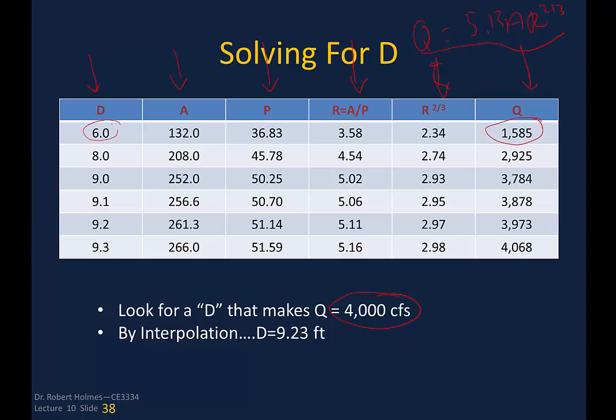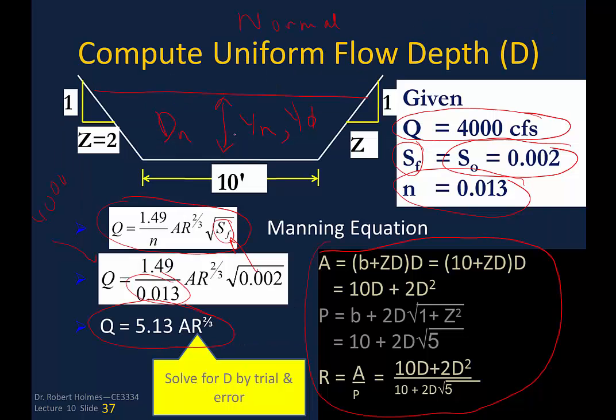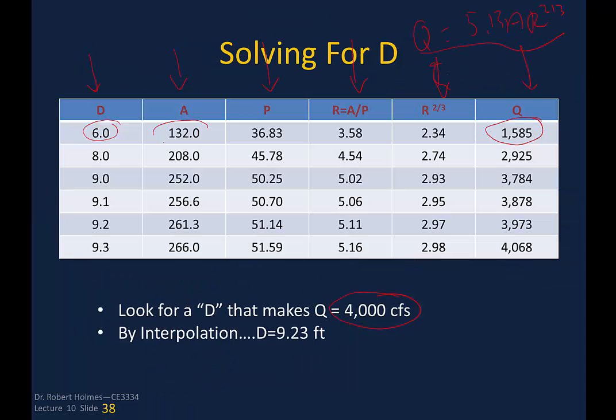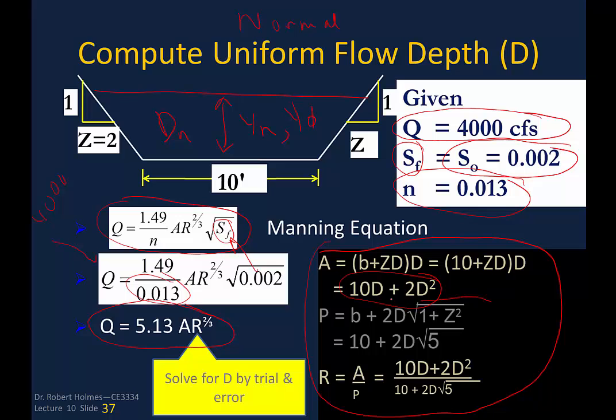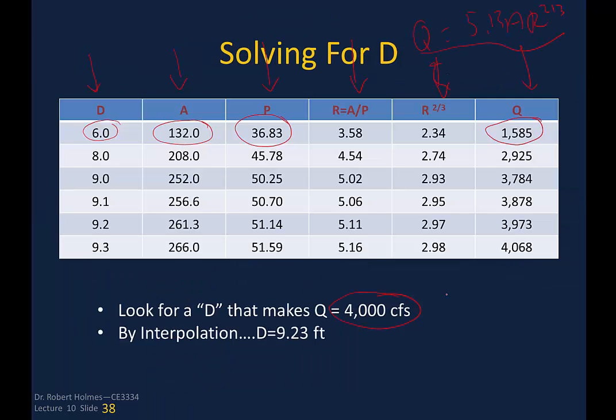So I plug in the 6. I get from my equations over here, area 10D plus 2D squared. I'm going to plug in and get that's 132 square feet. Wetted perimeter, 36.83. Again, I'm getting that from the wetted perimeter equation here. Okay, that's from that table. And then the area divided by the wetted perimeter, 3.58, to the 2/3 power, 2.34. I plug it in here to my equation up top, and I get 1585. That's not enough. I'm looking for 4,000 CFS, so I need to make another guess.